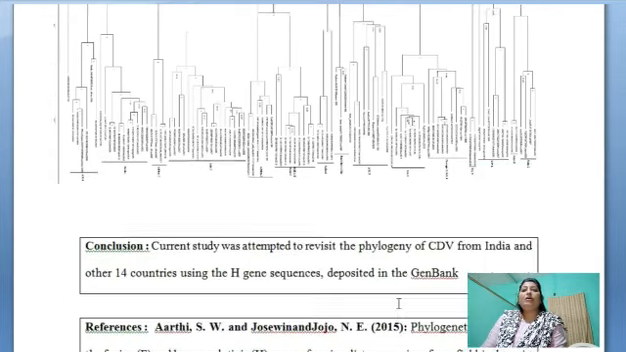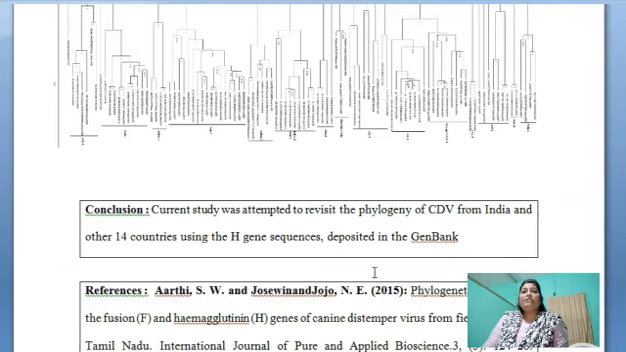The outcome is this phylogenetic tree, that is the evolutionary relationship among the group of organisms of CDV sequences of the gene. Now come to the conclusion.